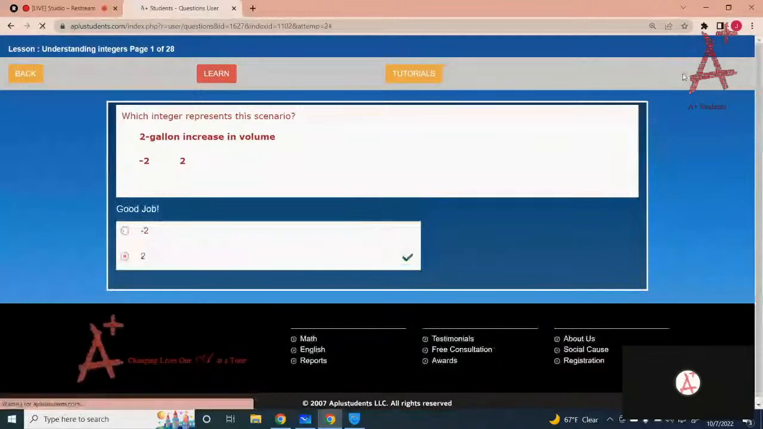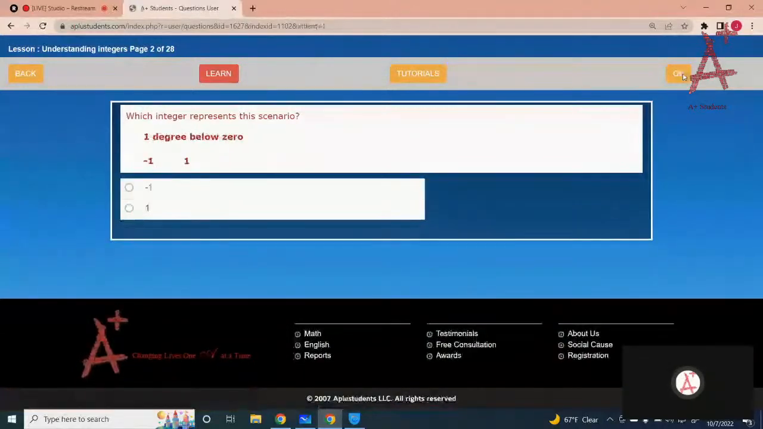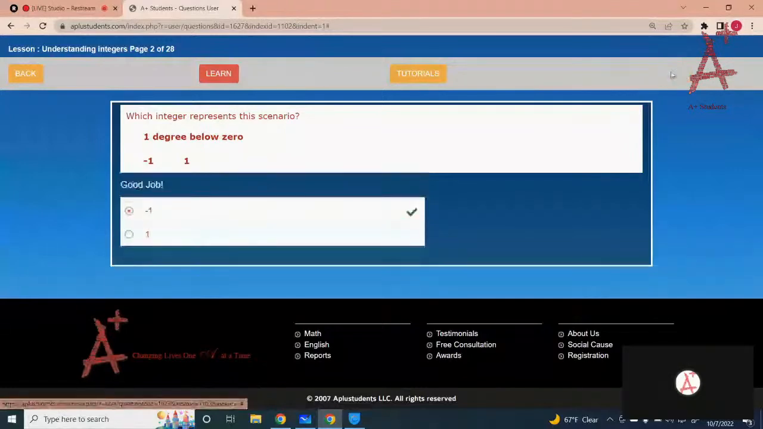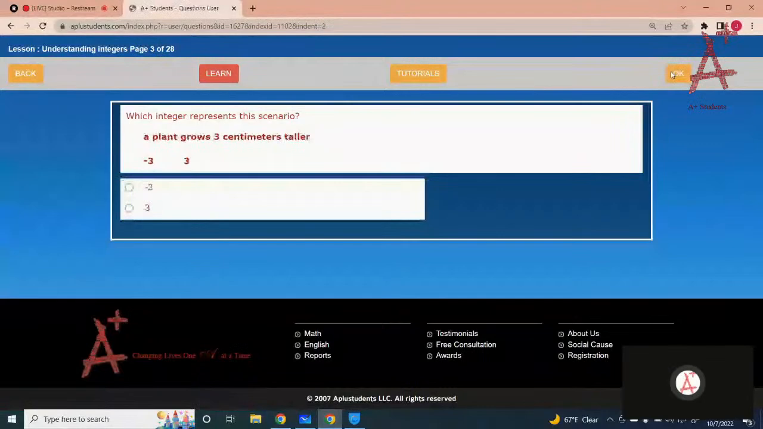Okay, then we have 1 degree below 0. So I just represented the numbers on the board. So below 0 are all the numbers that are negative. So that means it would be represented by the -1. Got it? Okay. A plant grows 3 centimeter taller. So again, it's a growth. So growths are always represented by positive numbers. Got it? So the correct option is +3.